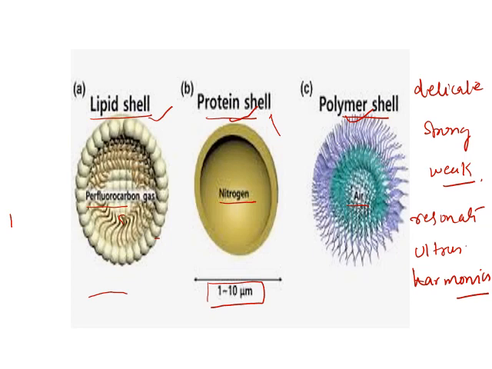Suppose we use a rigid shell, what happens? The microbubble which we are using for contrast will not be able to contract or relax, because the shell around it will be rigid. And if we use a very delicate structure, it will burst. So we should use something in between. So that's why we are using lipid shell, protein shell, and polymer shell.